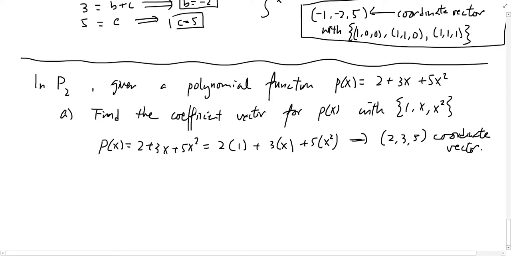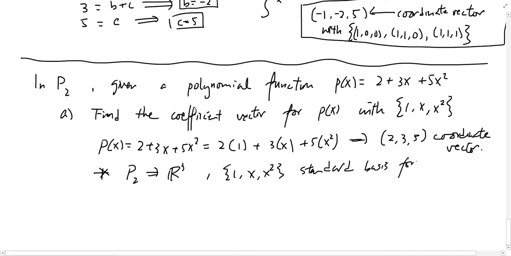Notice that using this basis right here, you basically just have the coefficients define the polynomial. And yes, you're probably thinking, doesn't that look exactly the same as what we just did with R3? And yes, you are correct. Remember, P2 is very similar to R3. And in this case, the basis 1, x, x squared can be referred to as the standard basis for P2. Okay?